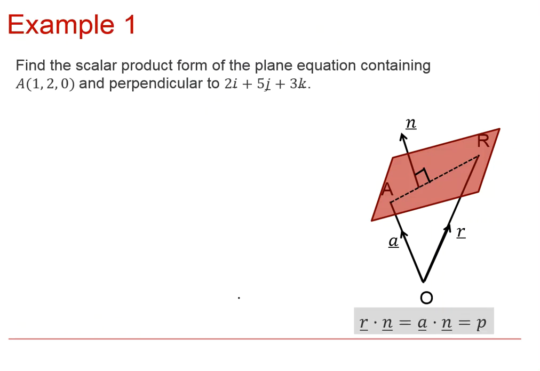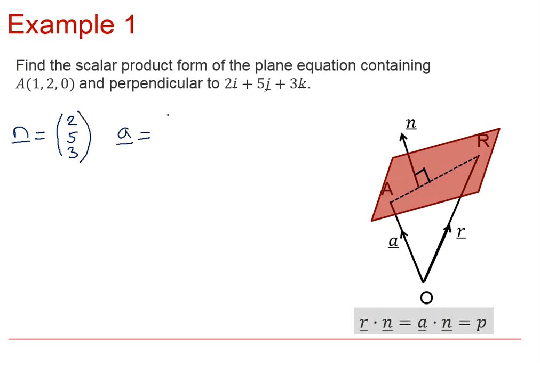So let's have a look at an example now, because it's one of these things that often seems a lot more straightforward when you get to use it in practice. We're going to find the scalar product form, or dot product form, of the plane containing this point that's perpendicular to this vector here. So straight away we know that if it's perpendicular to that vector, then n, our normal vector, must be 2, 5, 3.